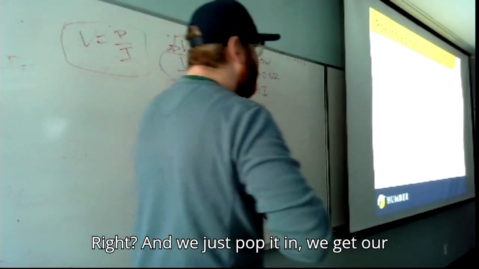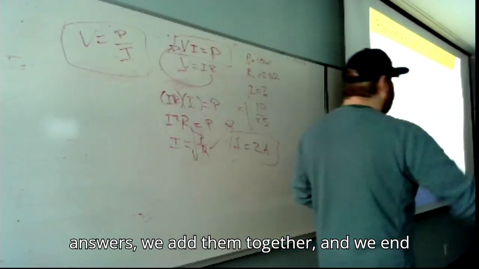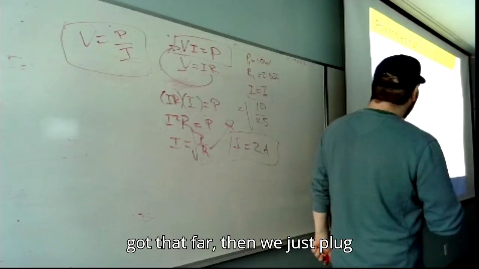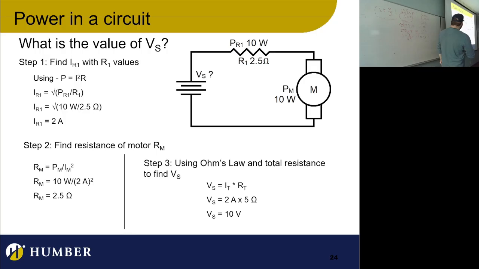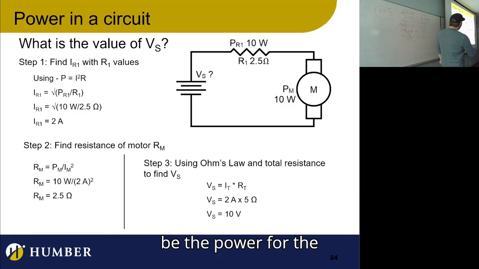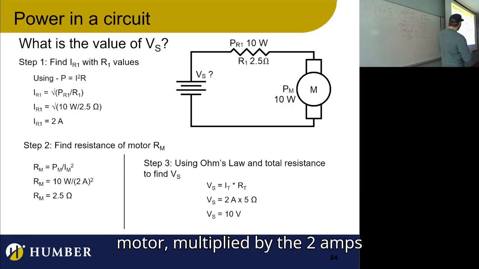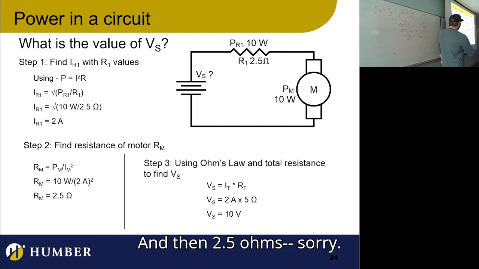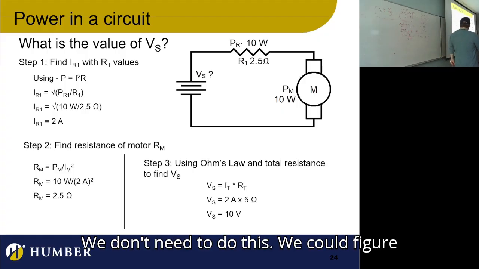And we just pop it in. We get our answers, we add them together, and we end up with the voltage source. So we got that far. Then we just plug in straight 10 watts, which is going to be the power for the motor, multiplied by the 2 amps squared is going to equal 2.5 ohms. And then 2.5 ohms, sorry, we don't need to do this.